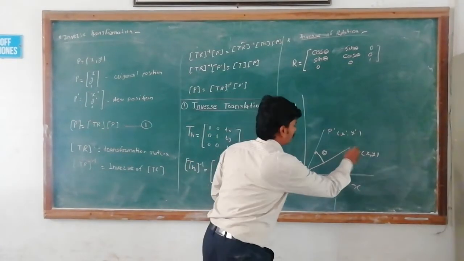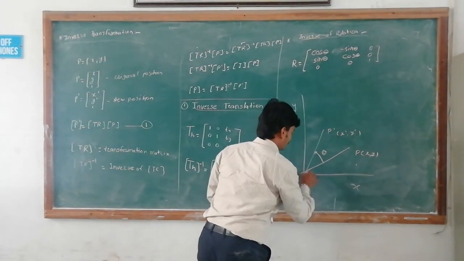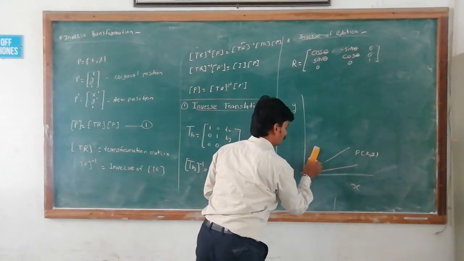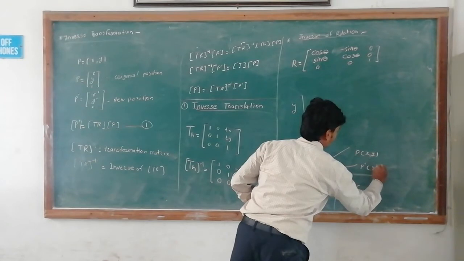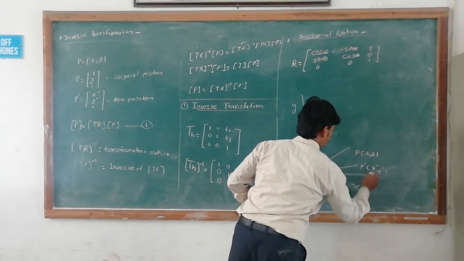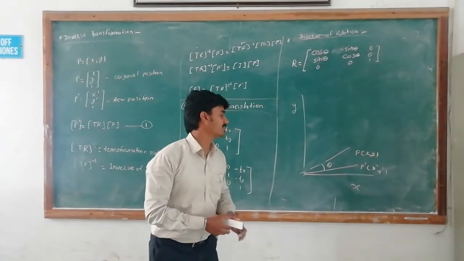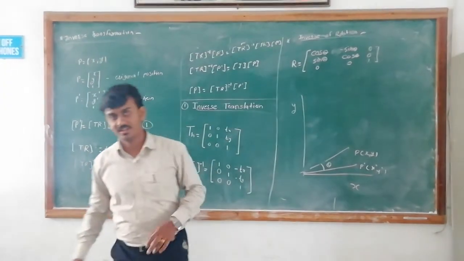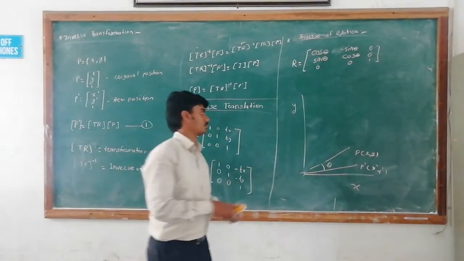Suppose this point P is rotated, and its new position is P dash, with coordinates x dash and y dash. In this case theta is negative because the point P is rotated in a clockwise direction. So theta is negative in this case. Okay.